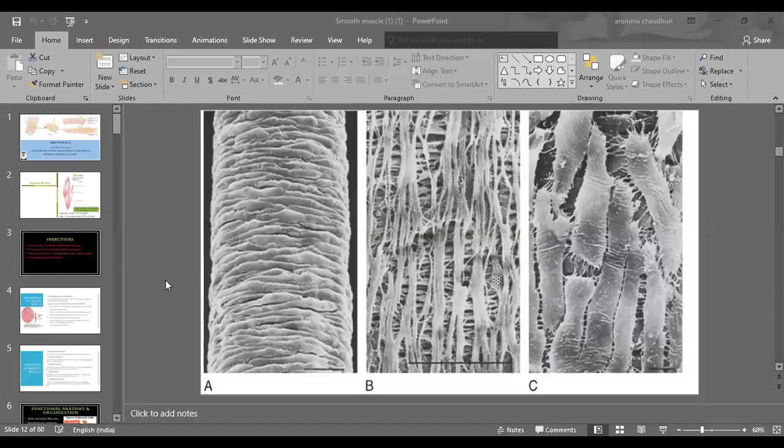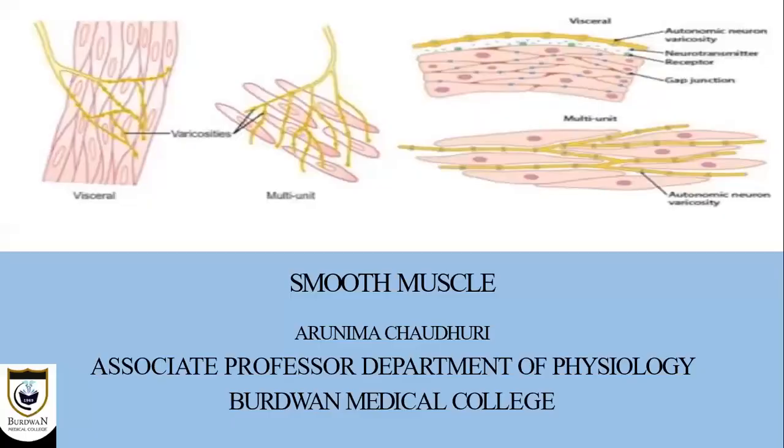We have already discussed the skeletal and the cardiac muscles. Today, we are going to discuss the smooth muscles. Smooth muscle is distinguished anatomically from skeletal and cardiac muscle because it lacks visible cross striations.